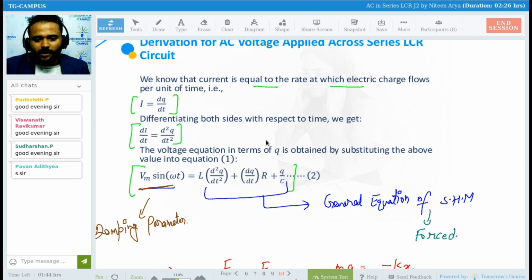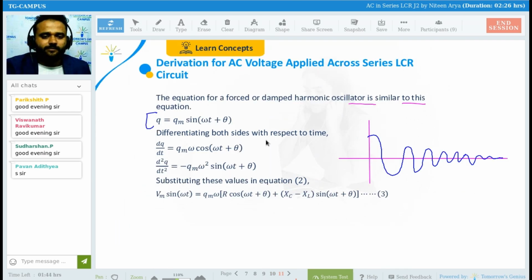Good. So now the general equation is Q equals Qm sin(omega t plus theta). Differentiating both sides with respect to time, dq/dt is Qm omega cos(omega t plus theta). Differentiating again, we get d2q/dt2 equals minus Qm omega square sin(omega t plus theta). Substituting these values in equation 2, this is my equation 2, so it becomes equation 3.